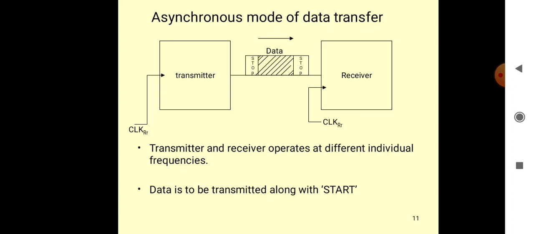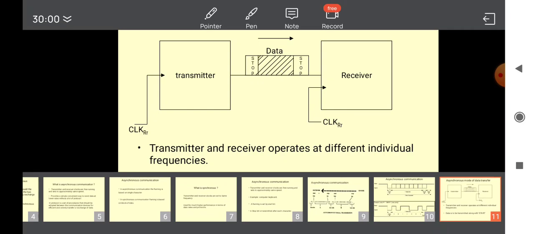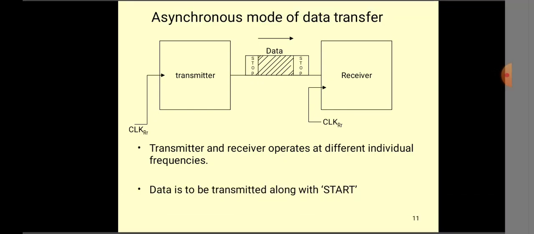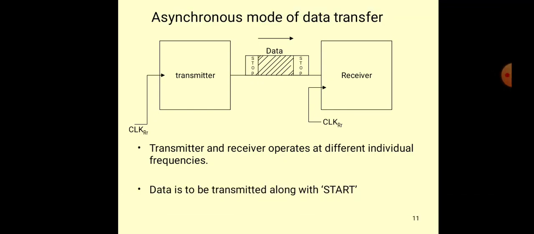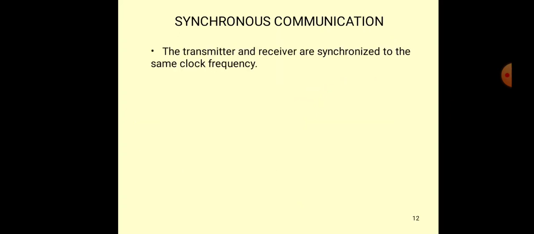In the asynchronous mode of data transfer, we are having clock pulse, a transmitter and a receiver, and data that should be communicated. So transmitter and receiver operate at different individual frequencies. Data is to be transmitted along with the start bit. We have shown how the data will be transmitted. We are having a transmitter, we are having a receiver. In the asynchronous mode of data transfer, start and stop bits will be there and the data will be communicated.